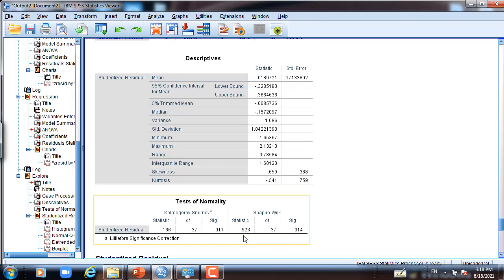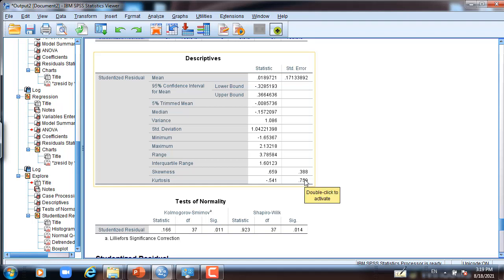But sometimes if one of them is less than 5% and the other greater than 5%, it is your decision to select one of them, and then you mention that the residual is normally distributed according to Kolmogorov or Shapiro. Another mathematical test you can do is from the descriptive statistics, using skewness and kurtosis. If you divide the skewness statistic by its standard error, and the kurtosis statistic by its standard error, and you get a value between minus 1.96 and plus 1.96, it means that the residuals are normally distributed. Otherwise, the residuals are not normally distributed.